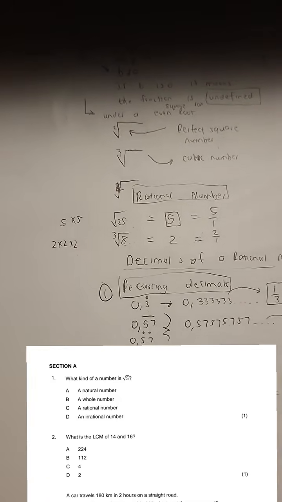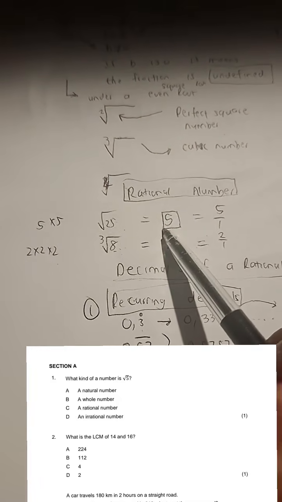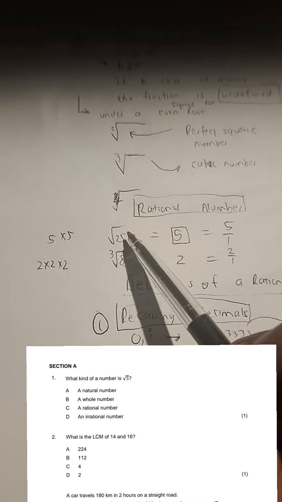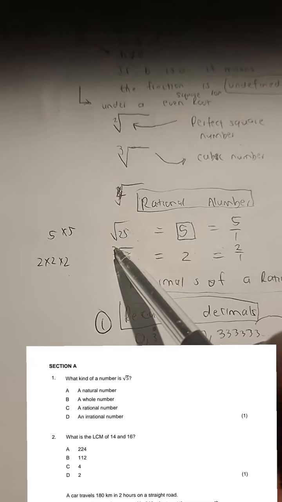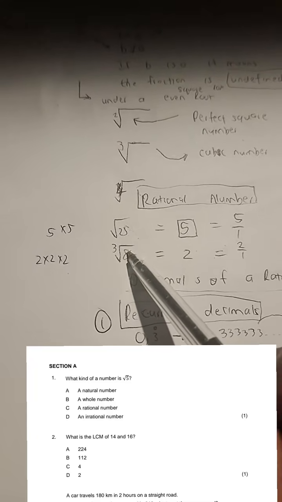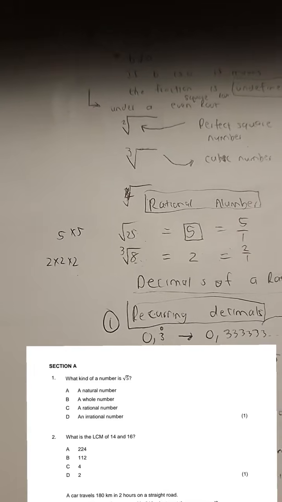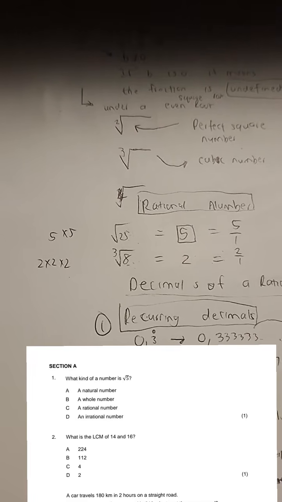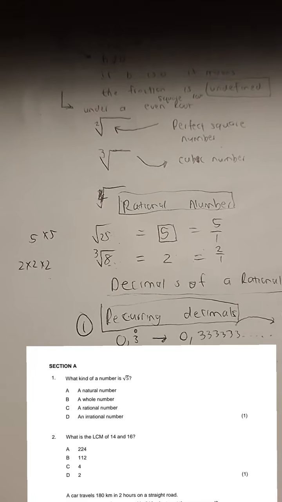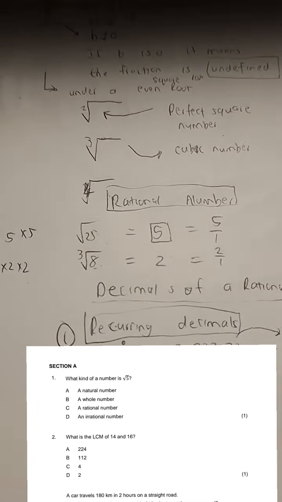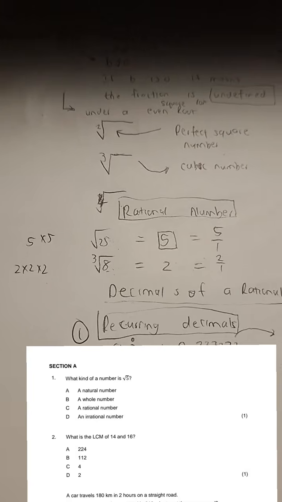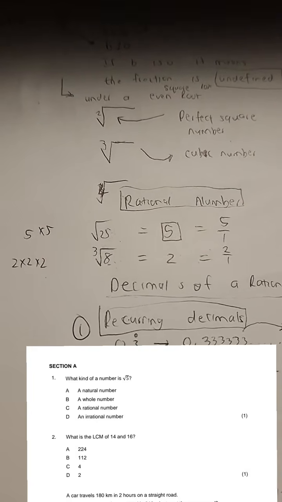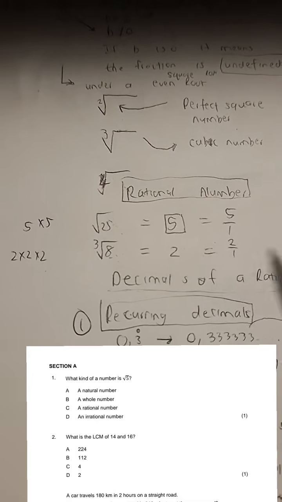So guys, I hope this is clear to us that for rational numbers, if it's a square root, then underneath the square root there must be a perfect square number. If it's a cube root, then there must be a cubic number under the cube root. If it's a fourth root, then obviously there must be a number that can be multiplied by itself 4 times underneath that fourth root in order for it to qualify as a rational number. If it's a fifth root, there must be a number underneath the fifth root that can be multiplied by itself 5 times in order for it to qualify as a rational number.